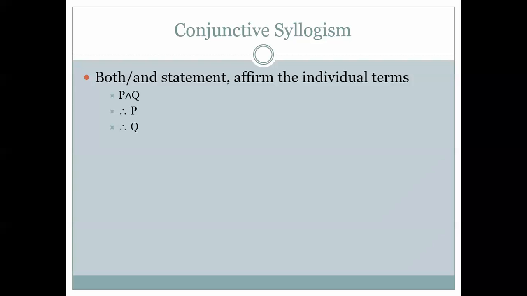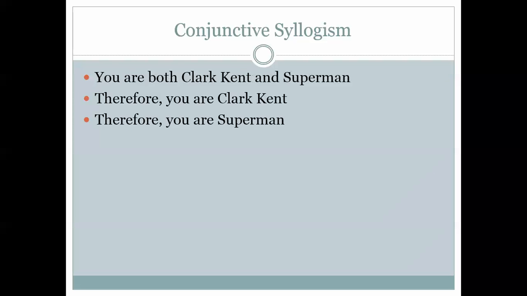All right, conjunctive syllogism. This is both and. So P and Q. And what can you get from P and Q? Well, you can conclude P and you can conclude Q from that. You don't have to conclude both, by the way. You could just pick the one that you want. But P and Q, therefore P, therefore Q. An example: you are both Clark Kent and Superman, therefore you're Clark Kent, therefore you're Superman. This may seem incredibly obvious, so why in the world is this even part of logic?